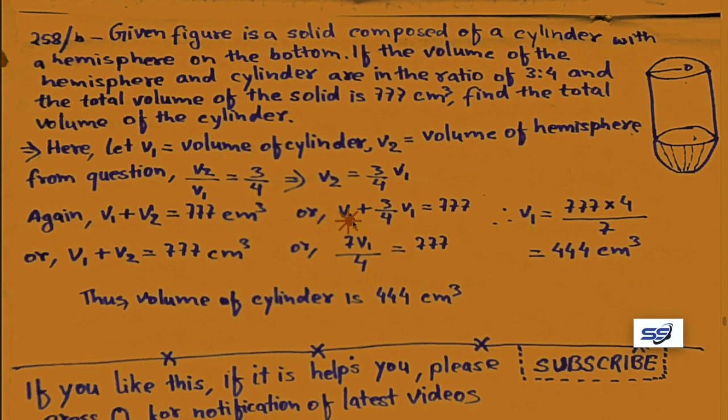On adding both, we get 7 V1 upon 4 equals 777 centimeter cube. Therefore, V1 equals 777 into 4 whole upon 7, equal to 444 centimeter cube. Thus, the volume of cylinder is 444 centimeter cube. In this way, we find the required volume of our cylinder. Using different formula and different process, we get the volume of cylinder, and this is the requirement of our question. In this way, we solve this question.